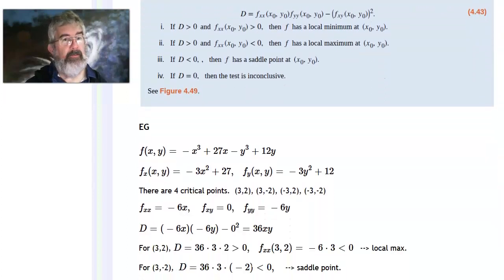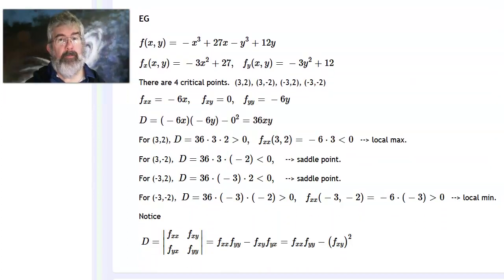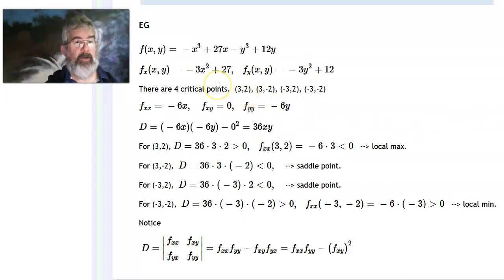I'm going to use the same function that I used in the previous video, so we've already done a fair amount of the work, right? This was the function f(x,y) = -x^3 + 27x - y^3 + 12y. We found in the previous video that the critical points, that is where you could get these partial derivatives equal to 0, were at 4 different points: (3, 2), (3, -2), (-3, 2), and (-3, -2).